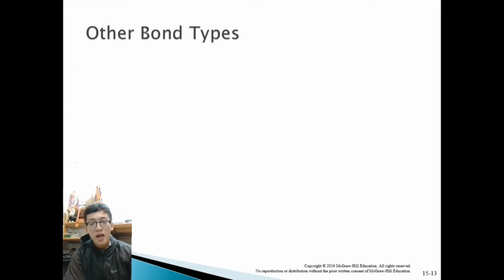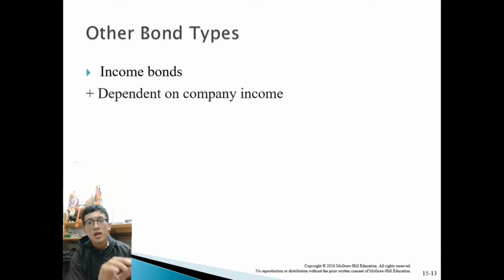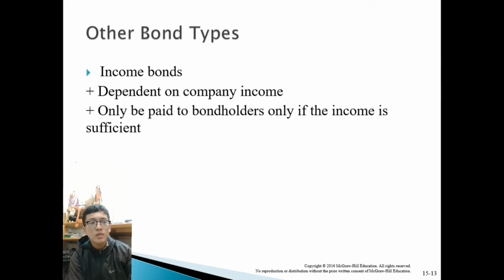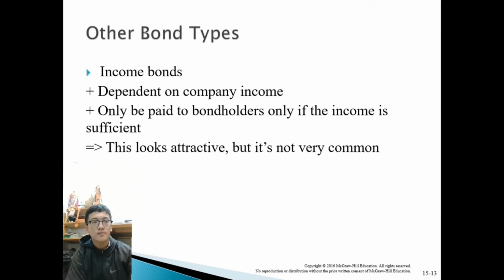Hello, I'm Vấn and I will continue my friend's part to present to you about other bond types. So there are income bonds. An income bond is dependent on the company income, but it's only paid to the bondholders if the income is sufficient. So this kind of bond looks attractive, but it's not very common.